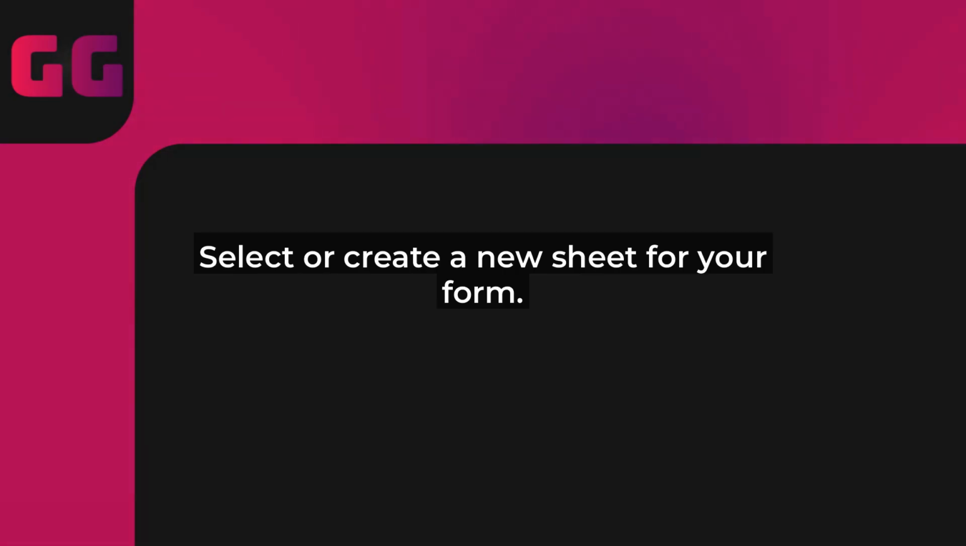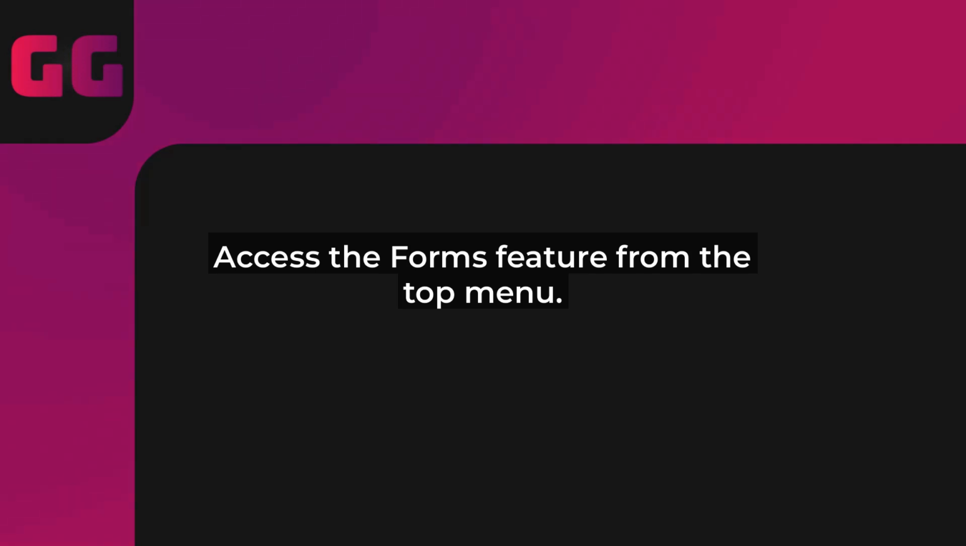First things first, make sure you're logged into your Smartsheet account. If you don't have one, sign up. It's free for basics. Once you're in, navigate to your dashboard and select or create a new sheet where you want the form to link. For example, if you're managing a project, start with a blank sheet or use a template.